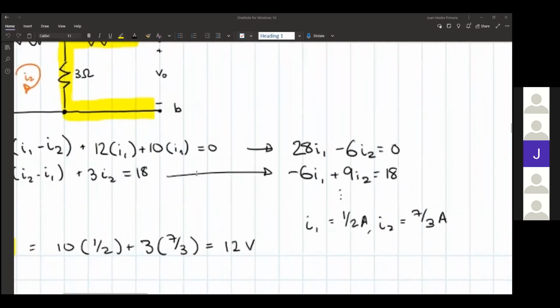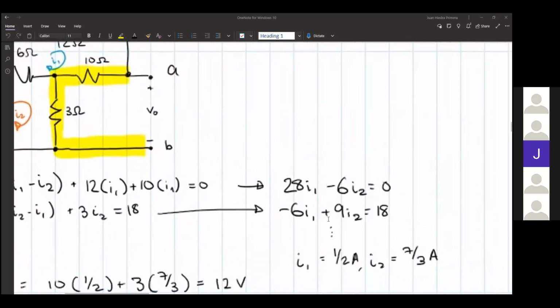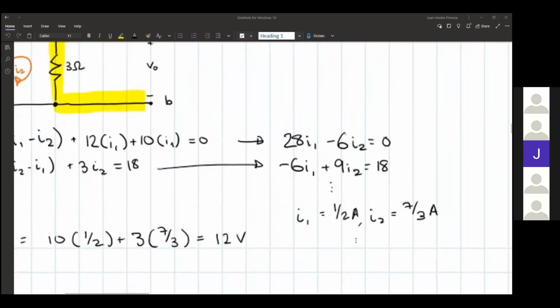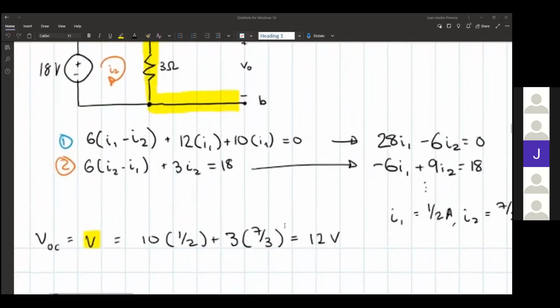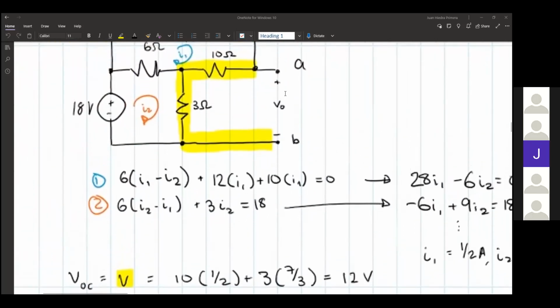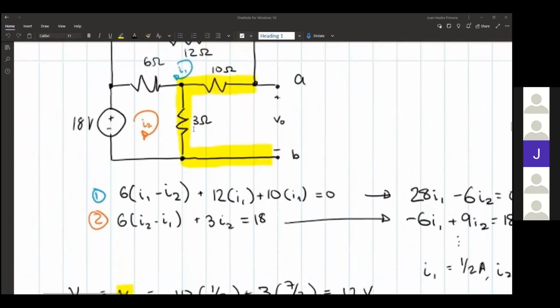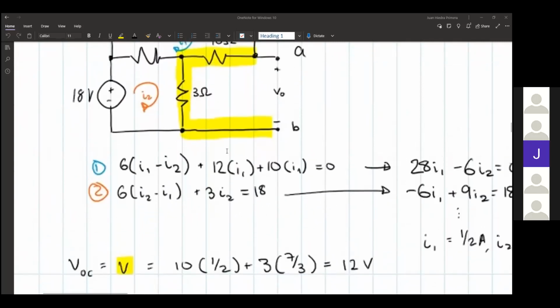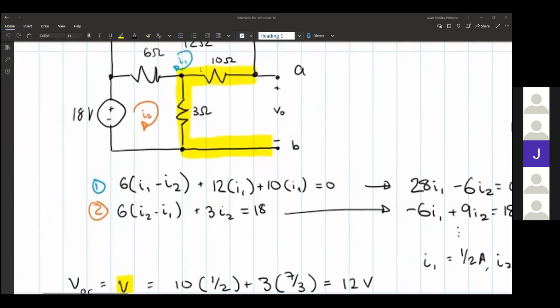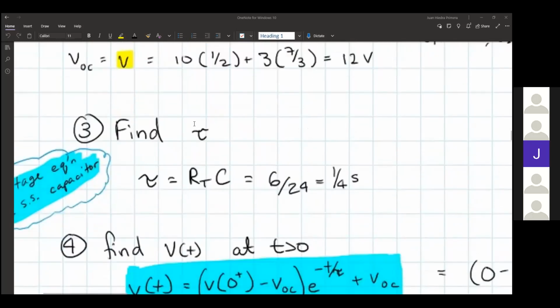Using those, we set up this system of linear equations. We plug it into our calculators from MATLAB because we're sure as hell not doing those by hand when we're timed in the exam. And we get these two currents. I1 equals half an amp, and I2 equals 7/3 of an amp. The open circuit voltage of this branch is 10 times I1 plus 3 times I2, or 12 volts.